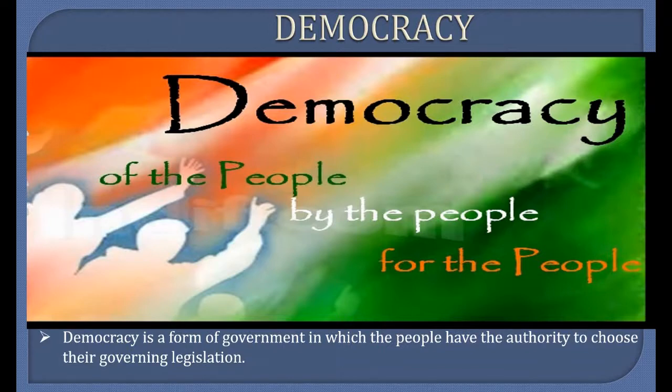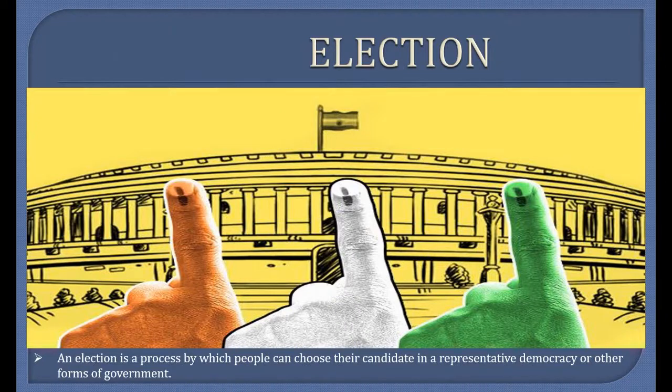So children, let us understand why election is important. Elections have played a major role in the working of India's democracy. An election is a process by which people can choose their candidate in a representative democracy or in other forms of government. The election process should be free, fair, and reliable. To ensure this, the Constitution of India has made a provision for an independent Election Commission to administer the election process in India. The Election Commission of India and the State Level Election Commission conduct all important elections in our country, that is, in India.